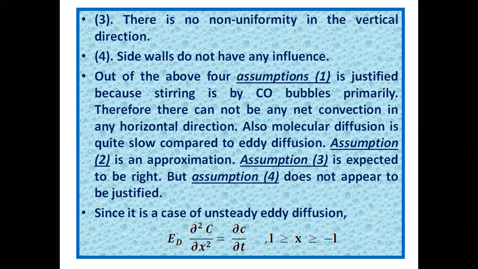So obviously, side walls, whether it is a static bed, or a fluidized bed, or a rotary kiln, play a very vital role. So the assumption that side walls are not significant generally does not appear to be justified. Since it is a case of unsteady state diffusion, D d²C/dx² equals dC/dt, where x lies between minus l and plus l, that is, in between the two limits plus l and minus l.